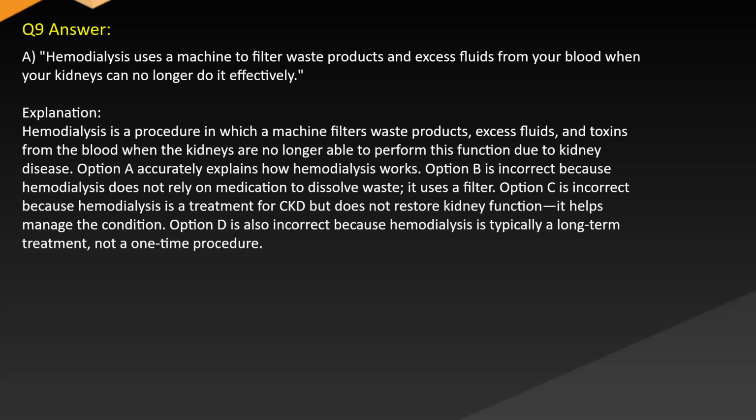The answer is A. Hemodialysis uses a machine to filter waste products and excess fluids from your blood when your kidneys can no longer do it effectively. Explanation: Hemodialysis is a procedure in which a machine filters waste products, excess fluids, and toxins from the blood when the kidneys are no longer able to perform this function due to kidney disease. Option A accurately explains how hemodialysis works.